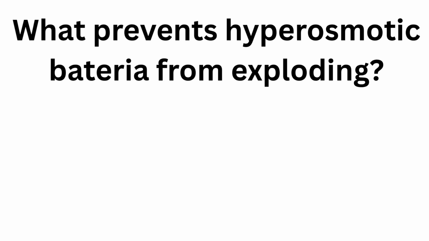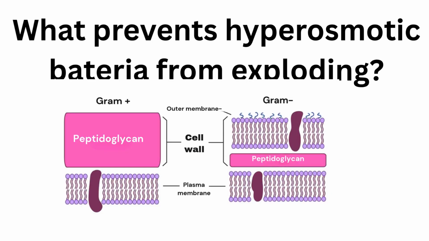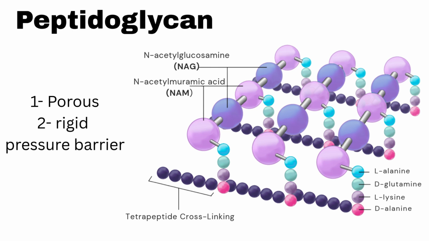The answer to that is the cell wall, but specifically a macromolecule called peptidoglycan. The really crucial takeaway here is that the cell wall is not a major permeability barrier. It's actually highly porous.